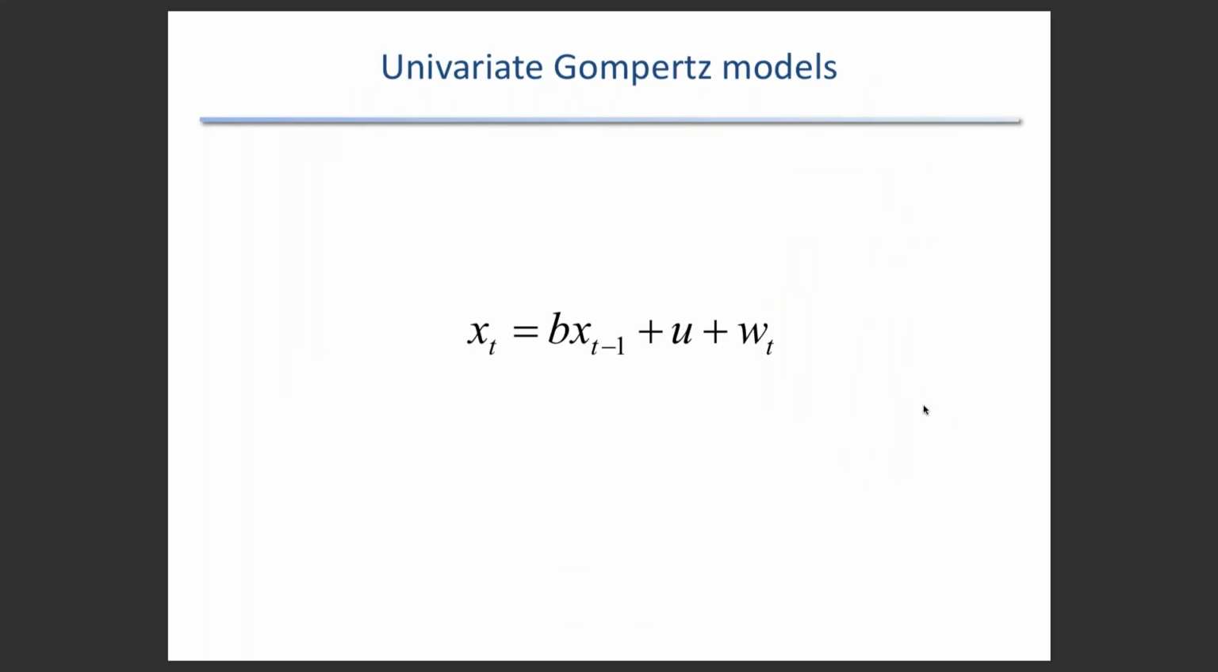So this is what a univariate Gompertz model looks like. You've seen it before. It's just a lag 1 autoregressive process. We've got the autoregression here. The terms here, though, have an ecological meaning. The B is a term that indicates the strength of density dependence, and the U is the intrinsic rate of increase. And you'll see where that comes from in a moment.